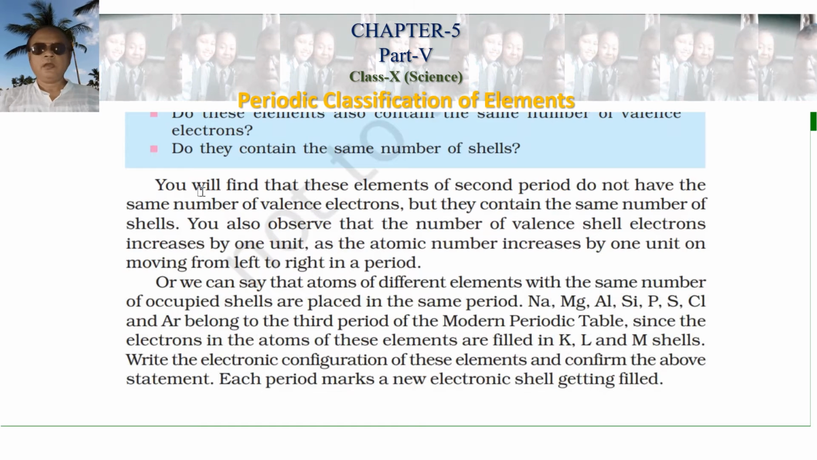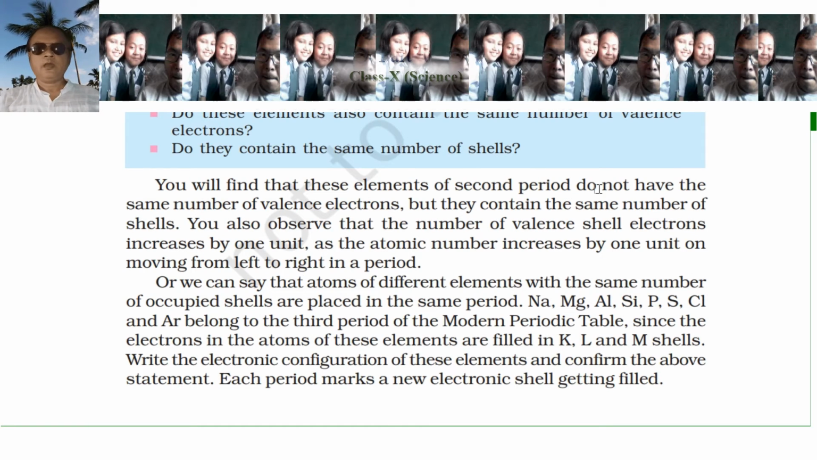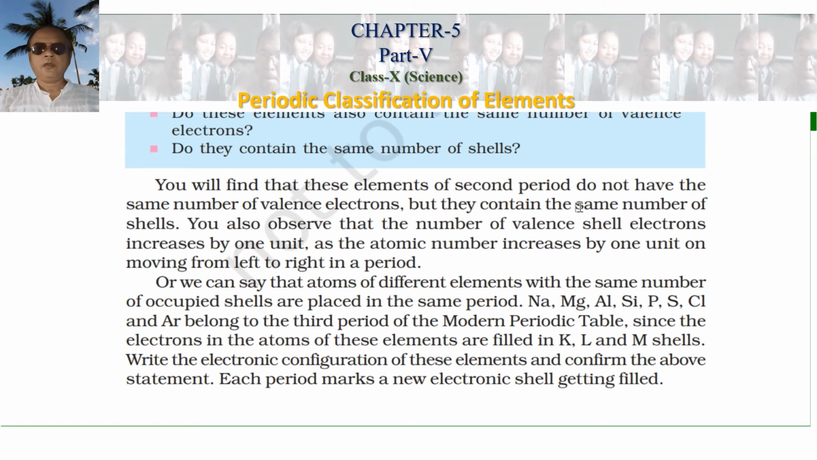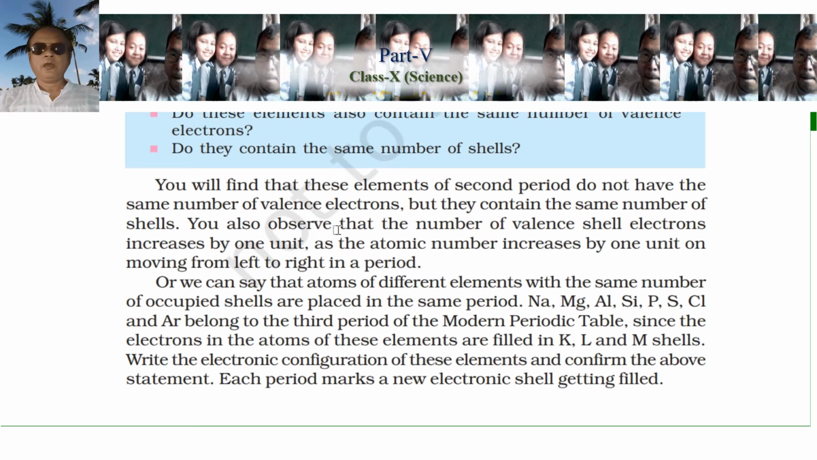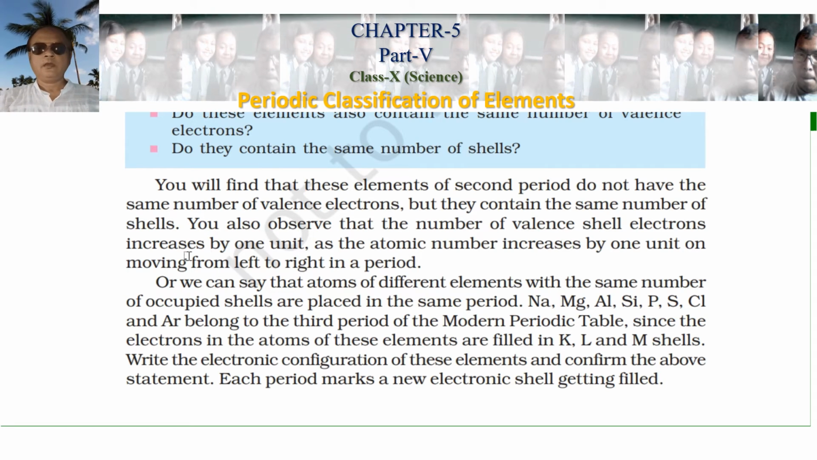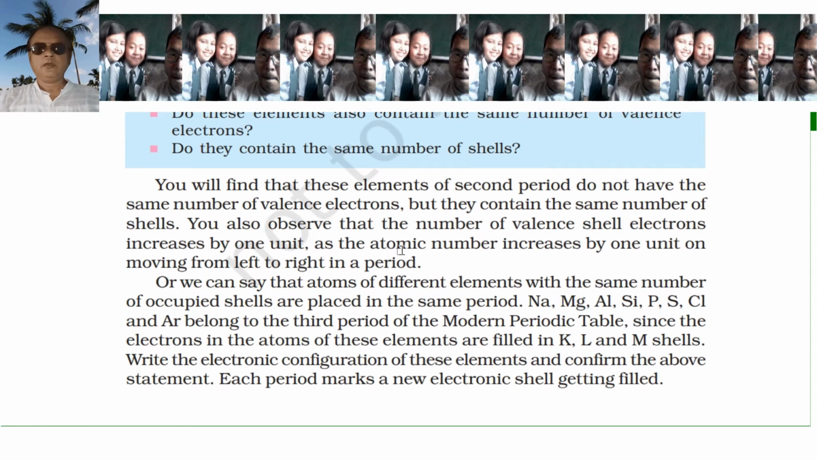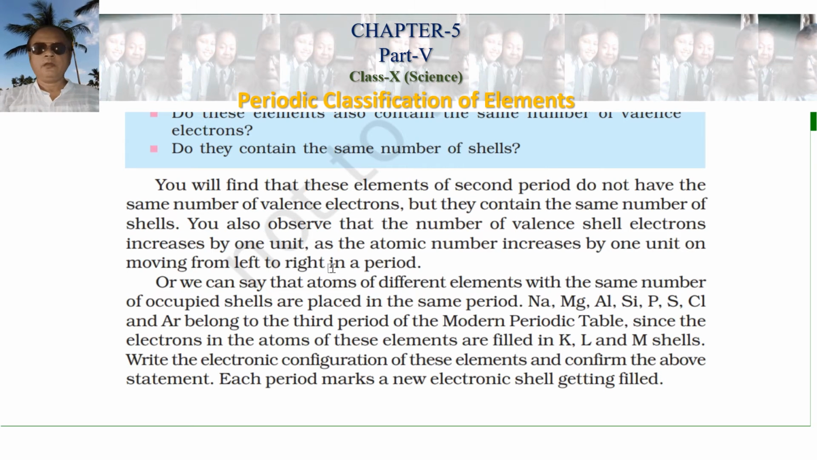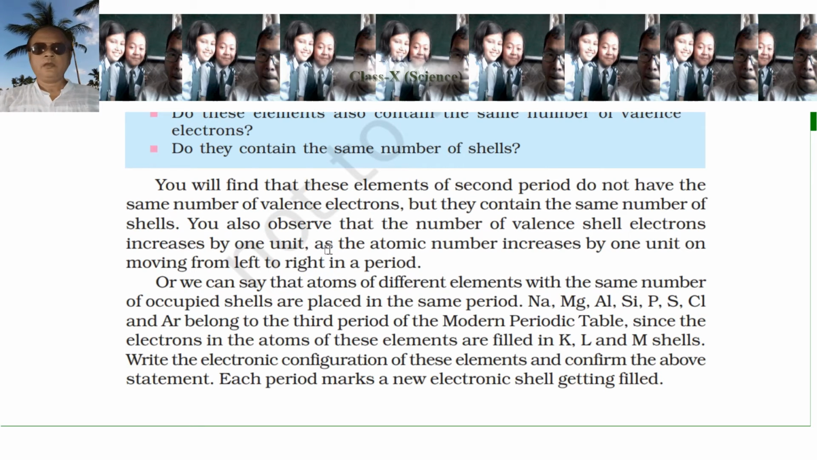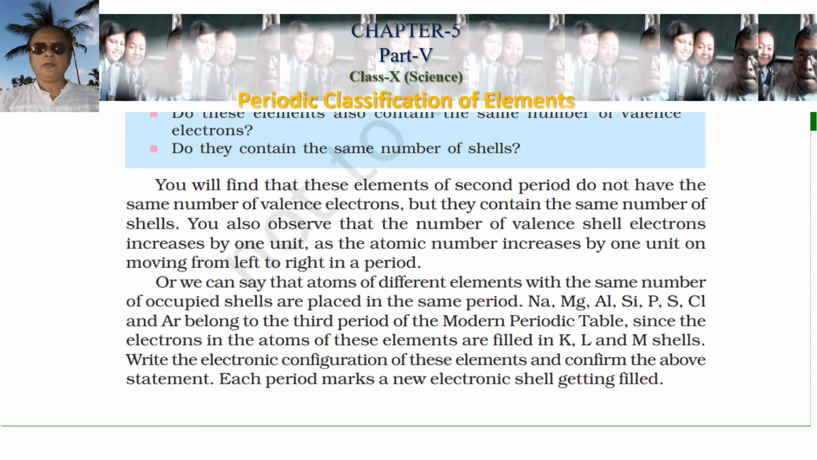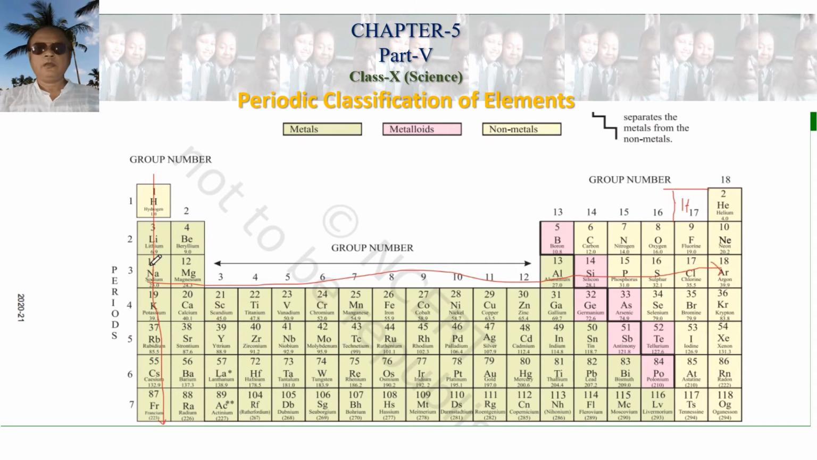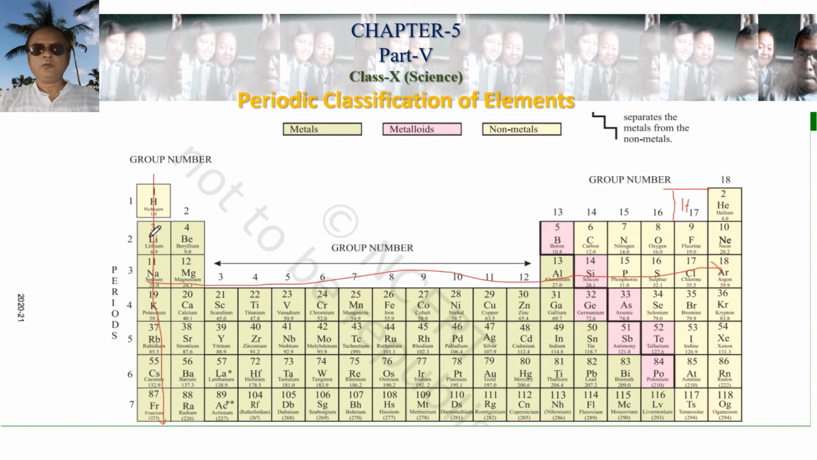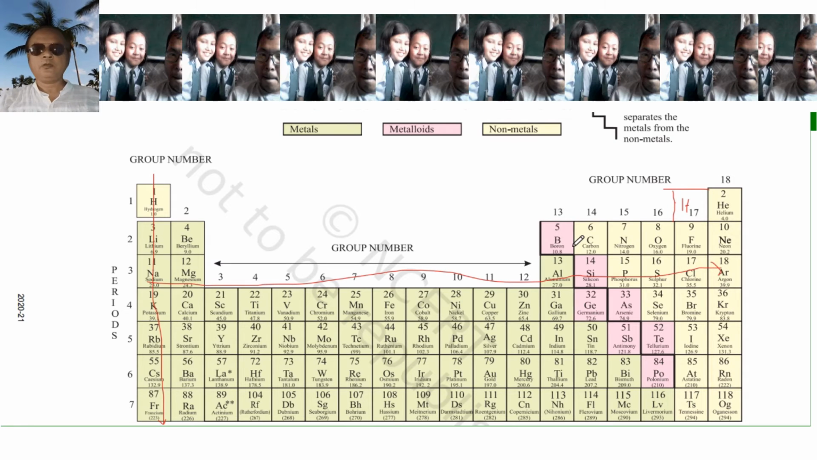You will find that these elements of the second period do not have the same number of valence electrons, but they contain the same number of shells. You also observe that the number of valence electrons increases by 1 unit as the atomic number increases by 1 unit on moving from left to right in a period. So when we go from left to right in a period, the number of shells is not increasing.